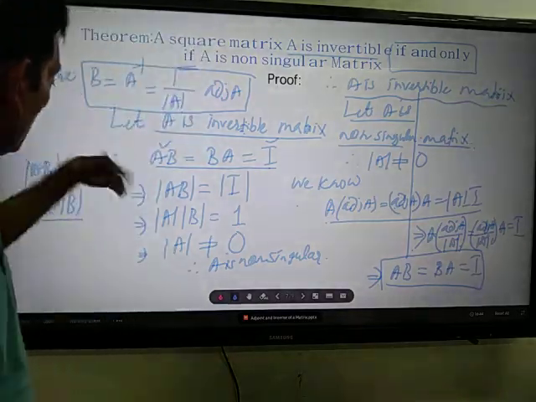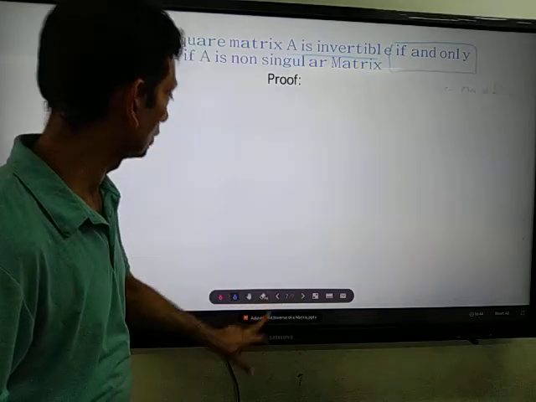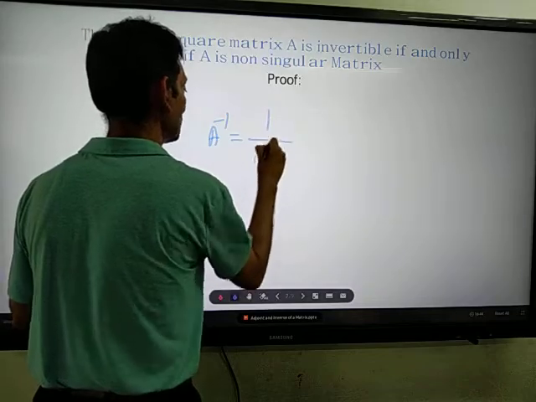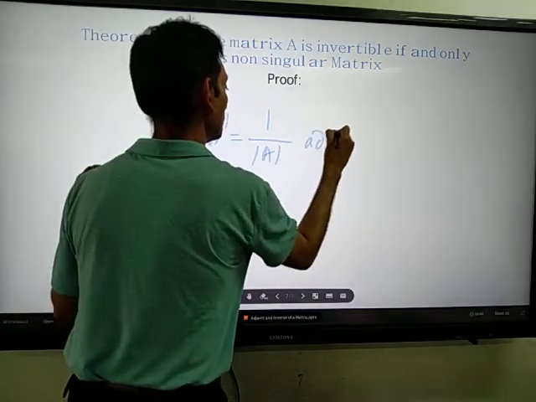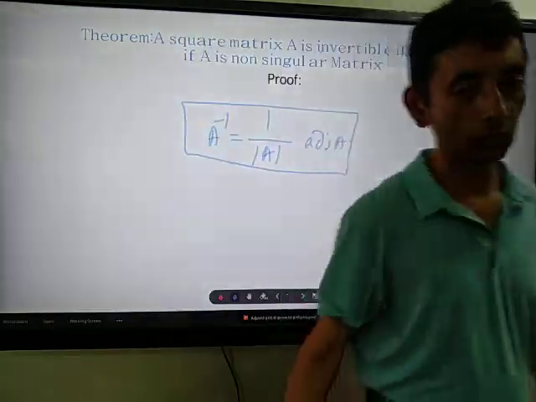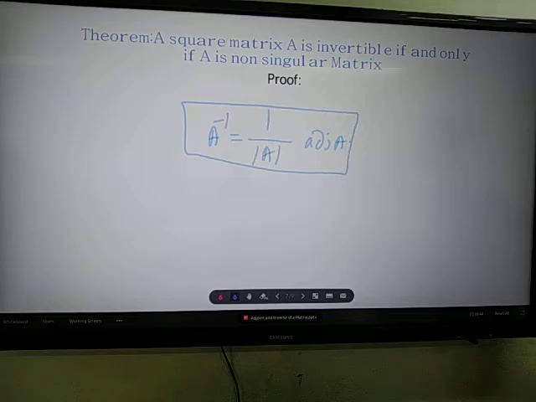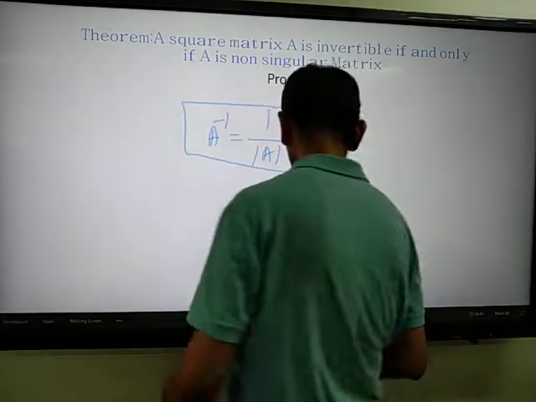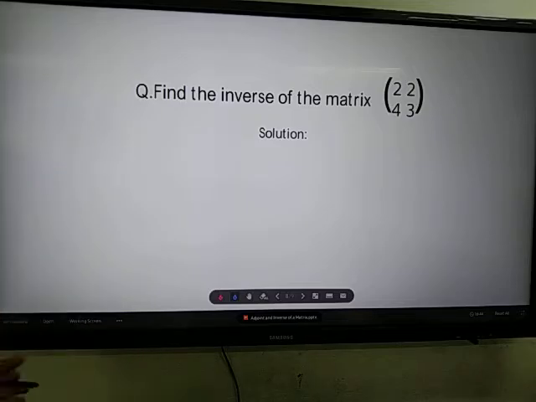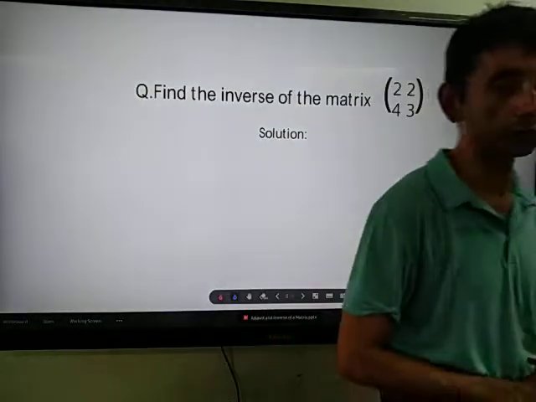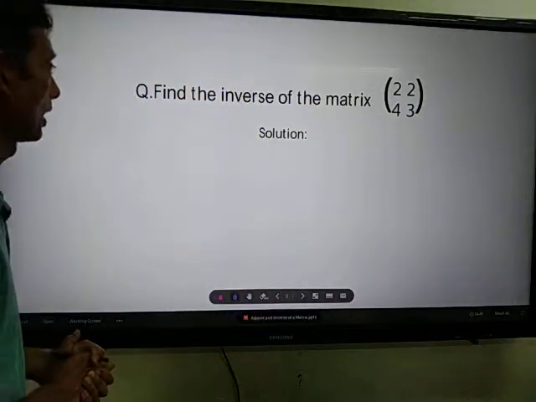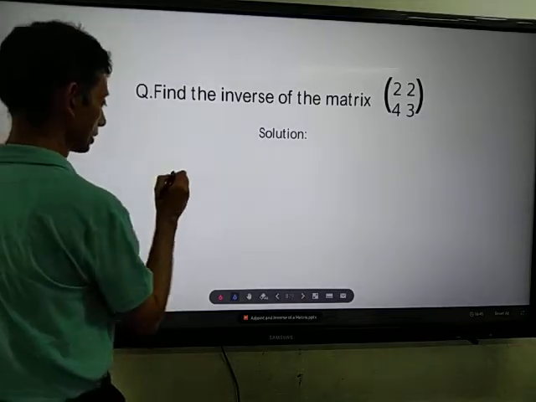I'll just write this formula once more. So finally we got A inverse equal to 1 by determinant A into adjoint of A. This is a very important formula for calculation of inverse. Next, let us calculate the inverse of the matrix 2, 2, 4, 3. How to calculate the inverse of a matrix? Now, solution.